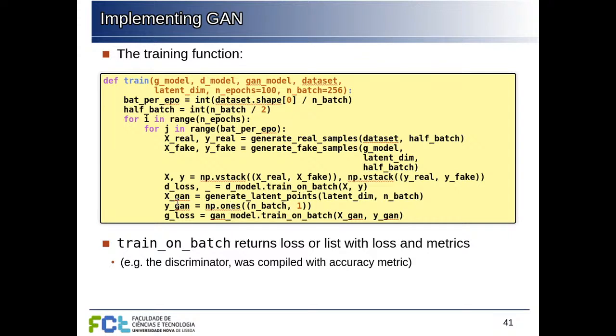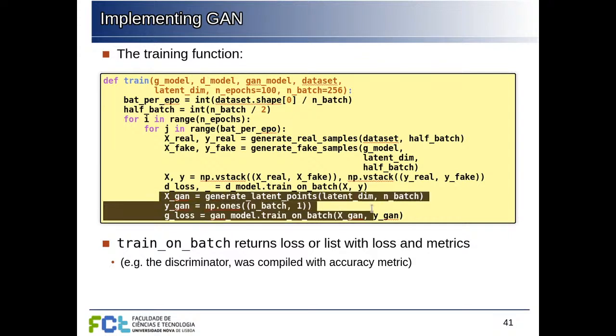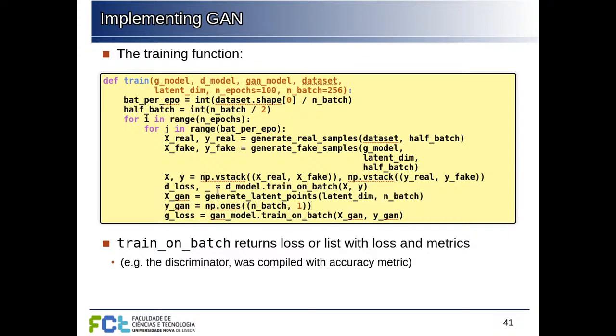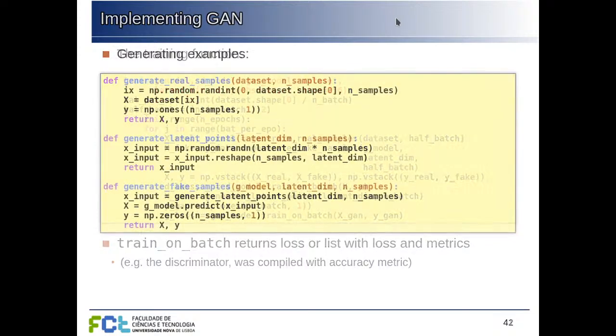When we are training the generator, by training the complete GAN, we just feed into the GAN the random values and let the generator try to fool the discriminator that is attached to it in the same network.